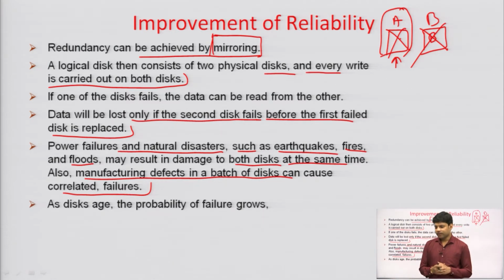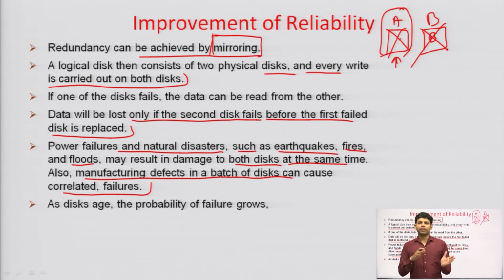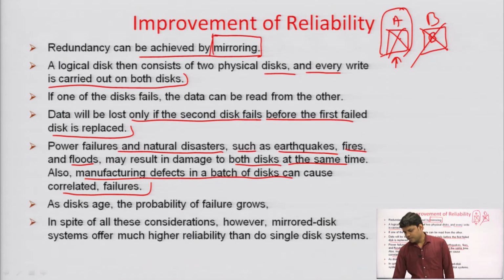As a disk ages, the probability of failure grows. Suppose that I have bought a hard disk around 2002. As the number of years increases, the probability of failure of that hard disk will also increase. In spite of all these considerations, however, mirrored disk systems offer much higher reliability than single disk systems. Obviously, this is very true, because mirroring is a better solution as compared to using a single disk system.